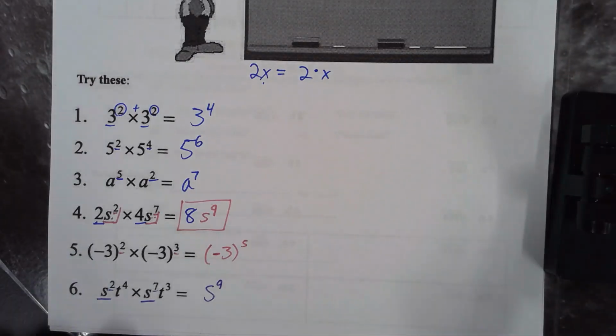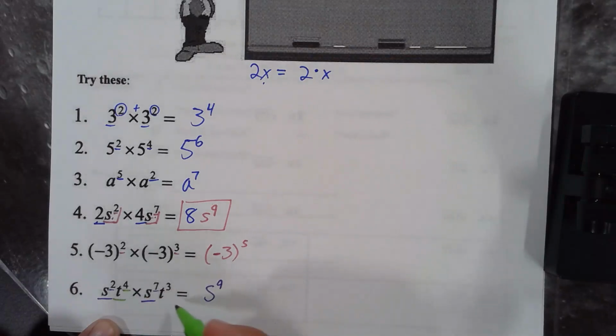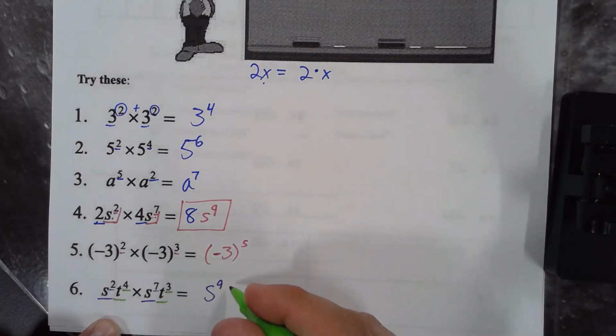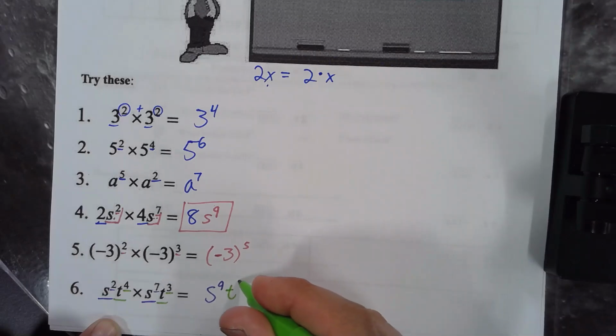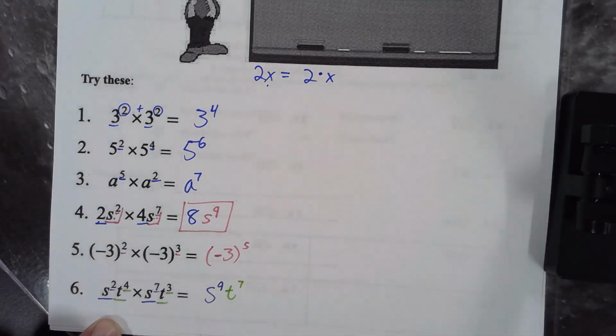And t to the 7, because we have t to the power of 4 times t to the power of 3. So it would be t to the power of 7. 4 plus 3 is 7.